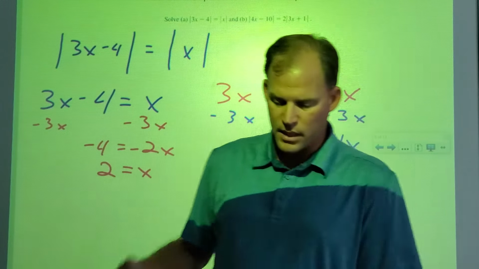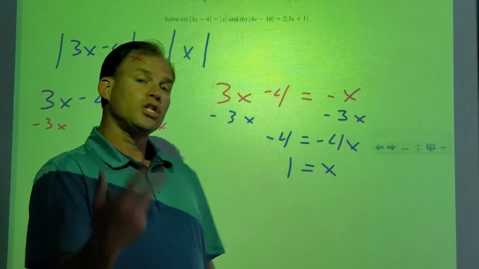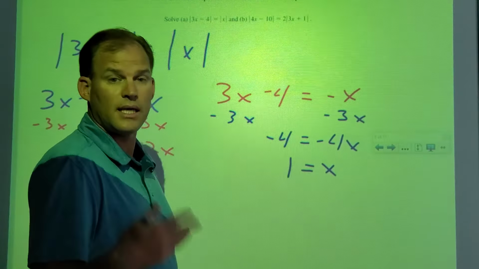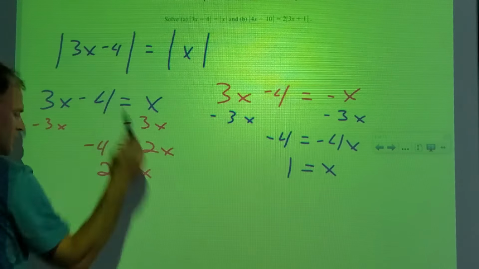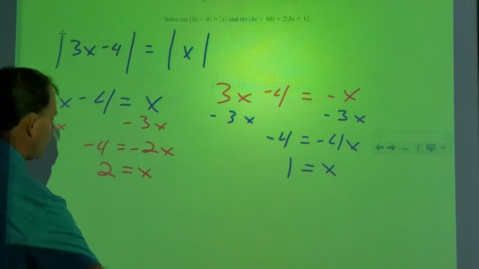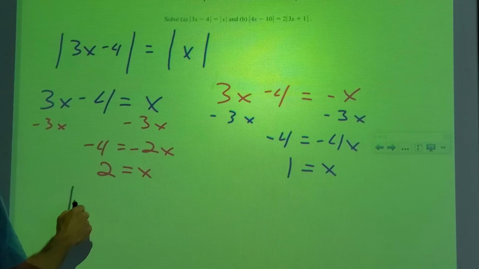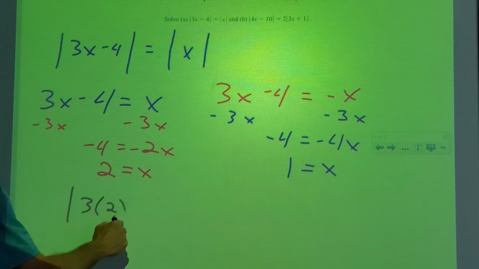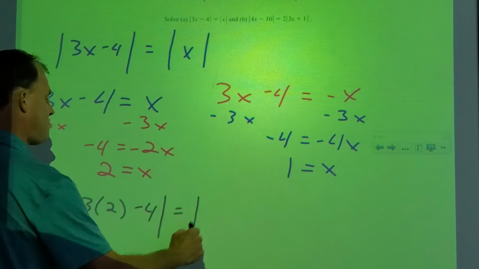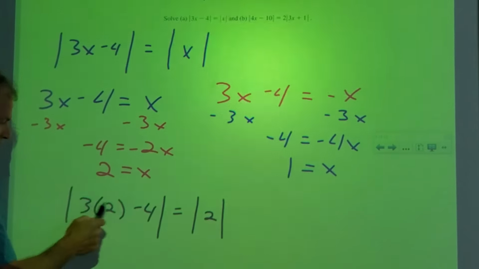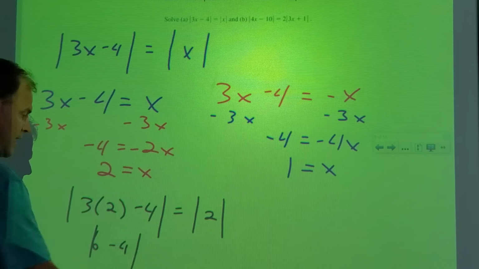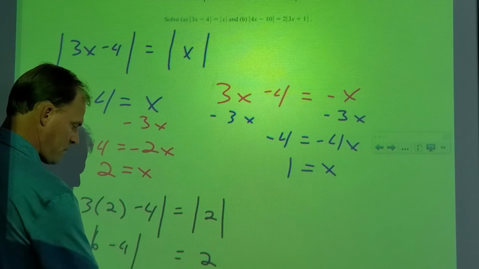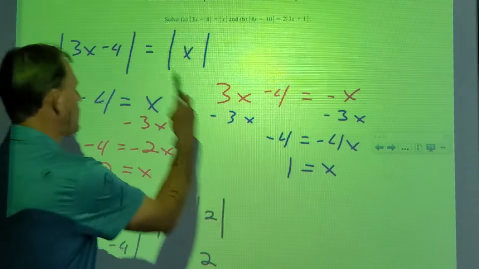Now, here's the deal about these. We've talked about it a number of different times, a number of different ways. Checking answers. Do these answers actually work? I've got 2 and I've got 1. If I plug in 2, go back and check: 3 times 2 minus 4. Does it work? 3 times 2 is 6. 6 minus 4 is 2. Is the absolute value of 2 equal to 2? Yeah, it is.